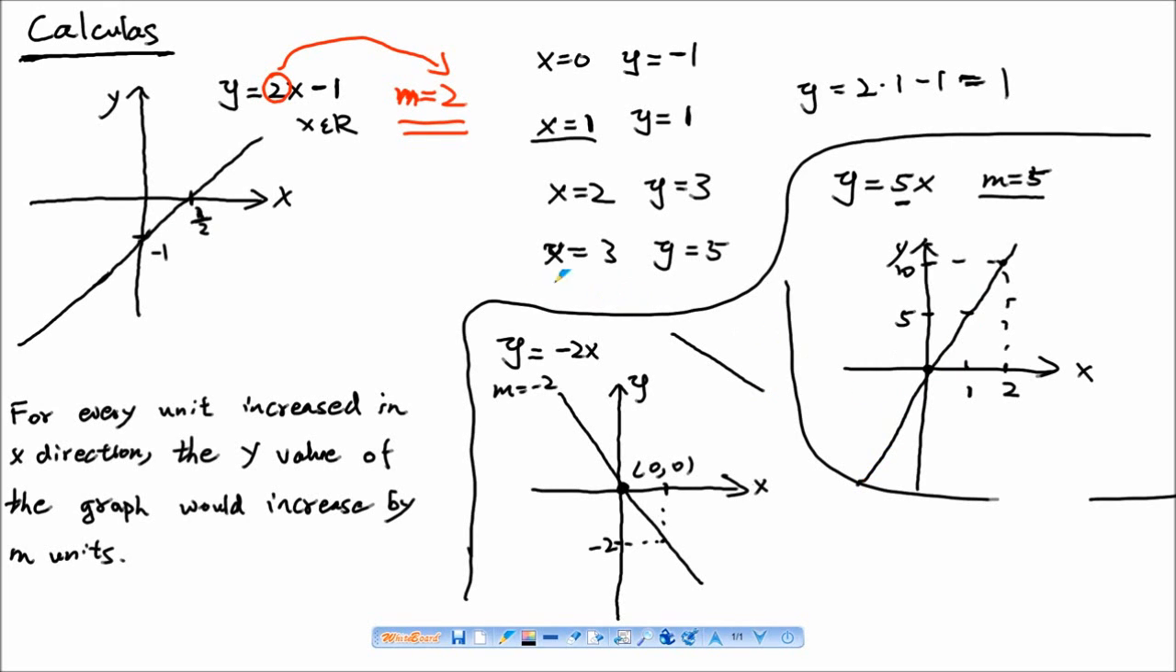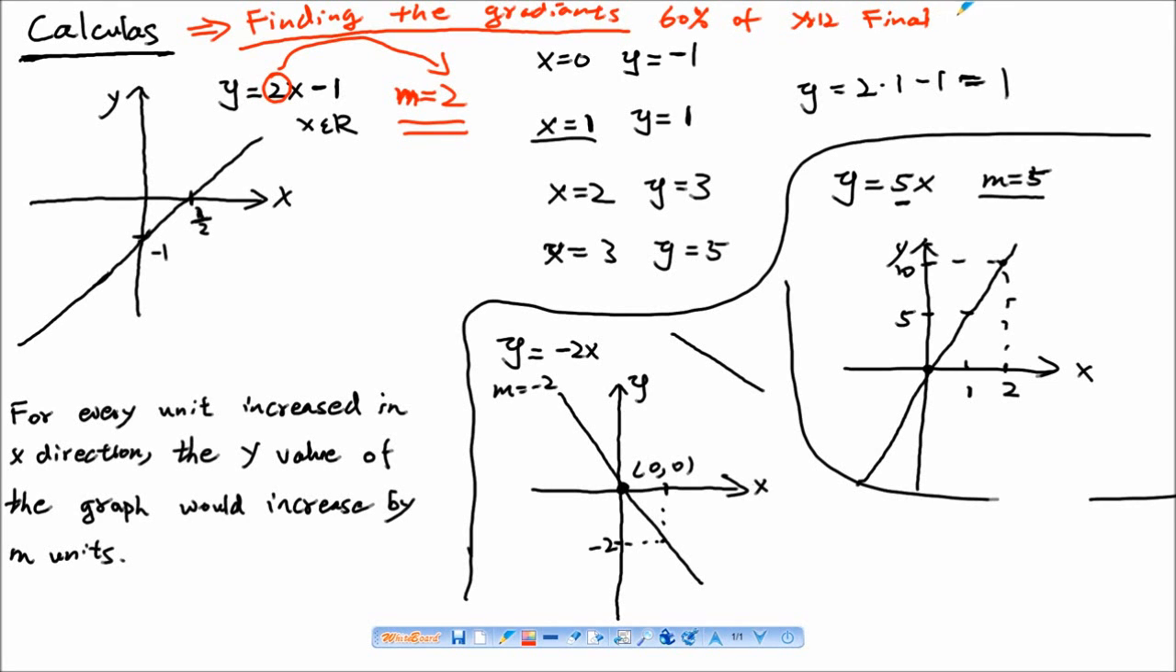And this is what we do in the chapter of calculus. In calculus, in math methods, it is basically about finding the gradient. And it is about 60% of your year 12 final exam. It takes 60% of the marks in your year 12 final exam. It's a very important chapter.